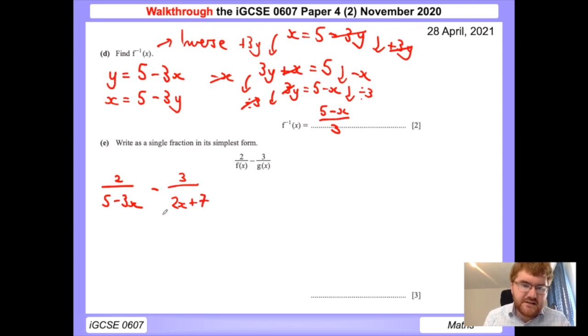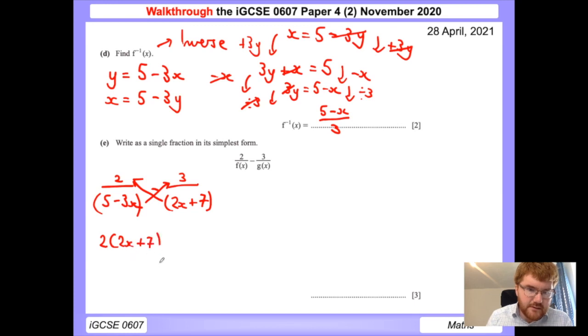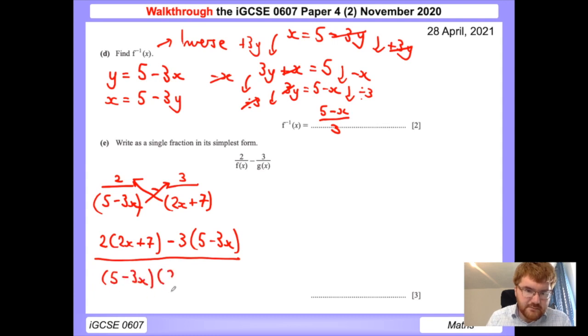The way we do this is, imagine these are in brackets. We want to find a common denominator. We do this by the process of cross multiplying. So we get 2 open brackets 2x plus 7. Notice we have a minus here. This is very important. 3, 5 minus 3x, all over 5 minus 3x, 2x plus 7.